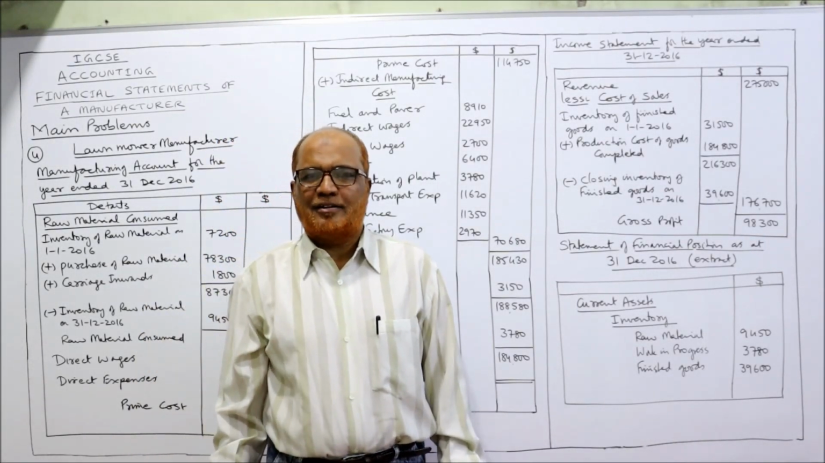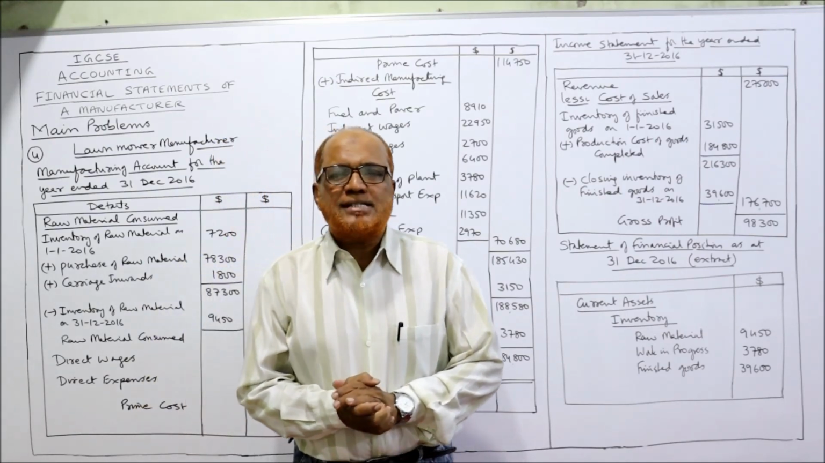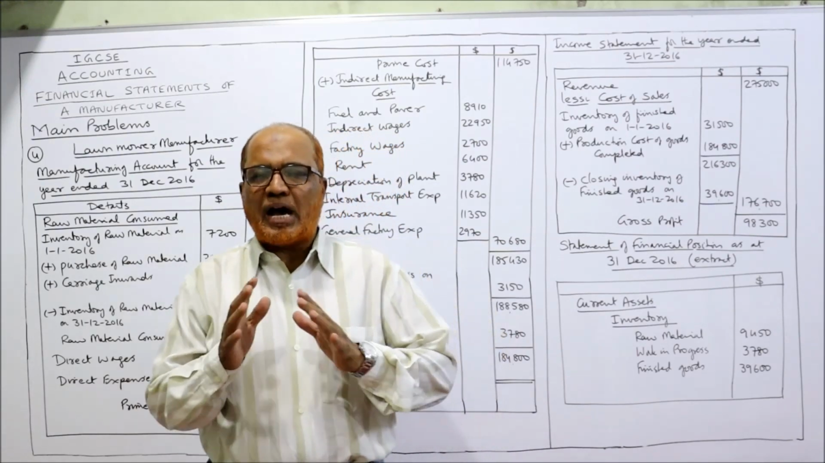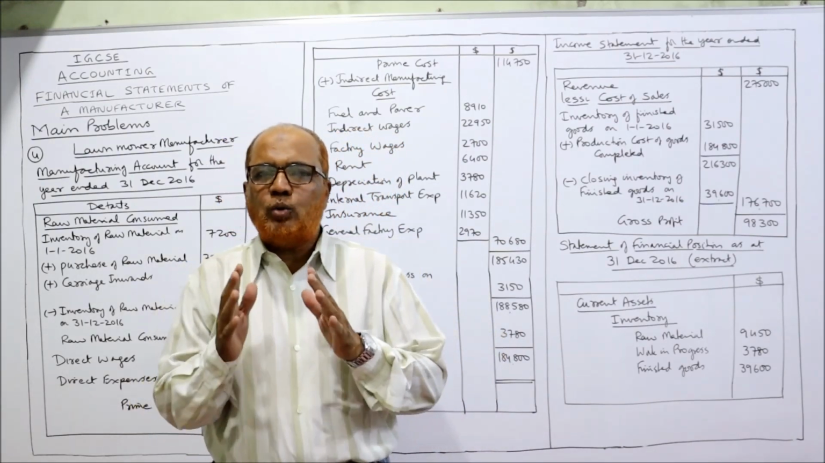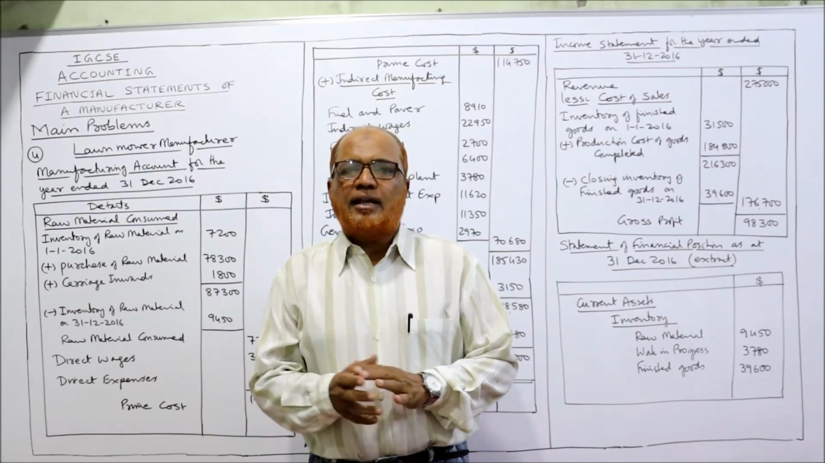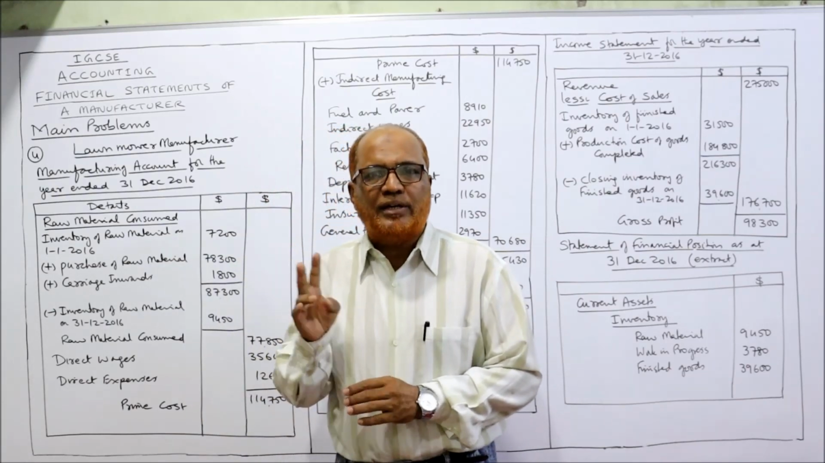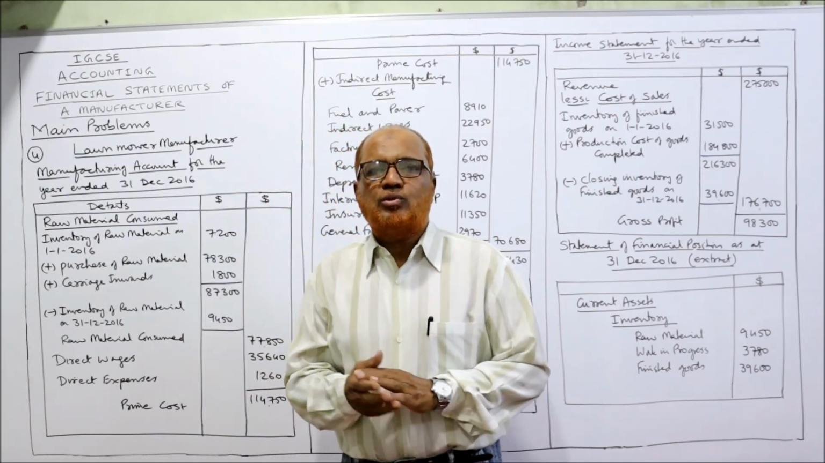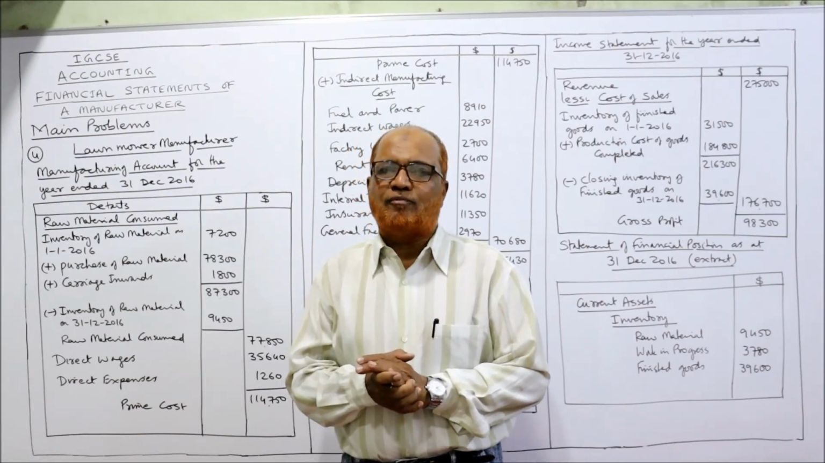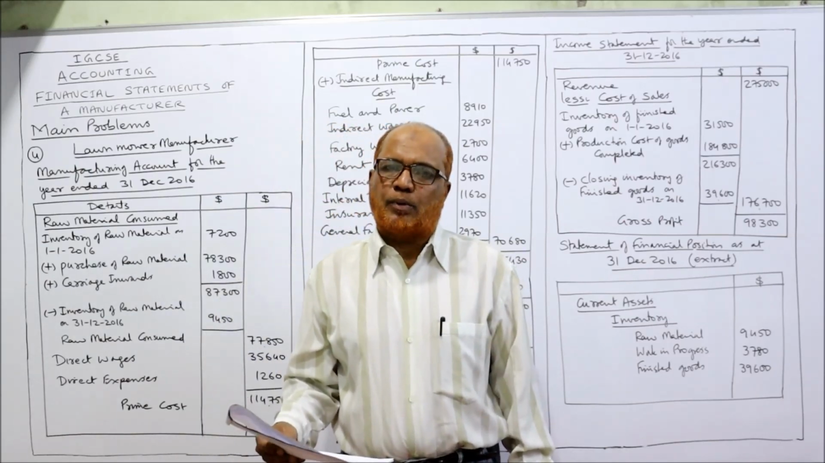I'm Hasham Ali Khan. So now I'm continuing the problems on financial statement of a manufacturer. In the first two videos I have completely explained how to make the financial statements of a manufacturing organization. Then 30 short questions and MCQs I have explained in two videos. And in the last video, 3 main problems I have completed on financial statement of manufacturer. Now in this video, I am continuing the 4th problem.